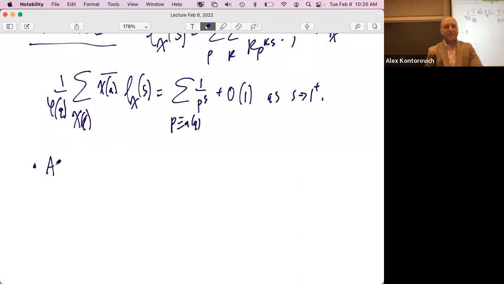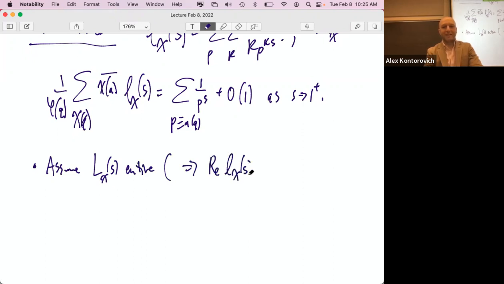If we assume that the L chi s's are entire, this in particular means that the real parts of the L chi s's do not go to infinity, since then their exponents can't go to infinity. So this is not an assumption, but I have to prove. Need to prove, maybe is better than assume. Right. Need that these things are entire, they have no poles. That implies that this doesn't go to infinity.